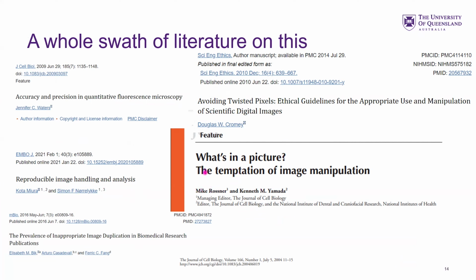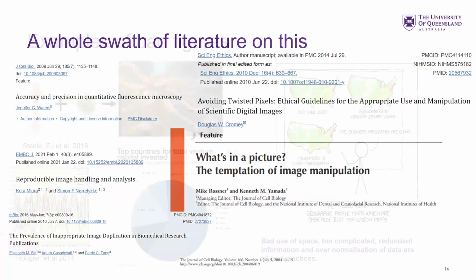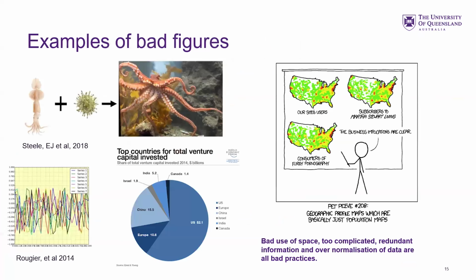This is the famous one from JCB. But here's some examples of bad things. These are all published in different reports and things. What is that trying to say? You know, the graph here. It's in here, the last one.